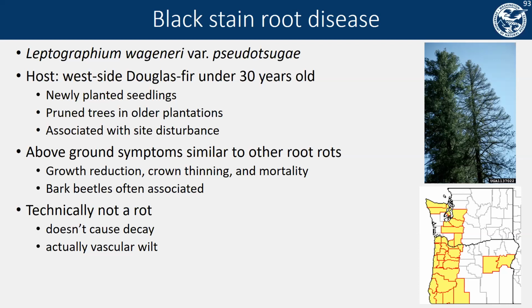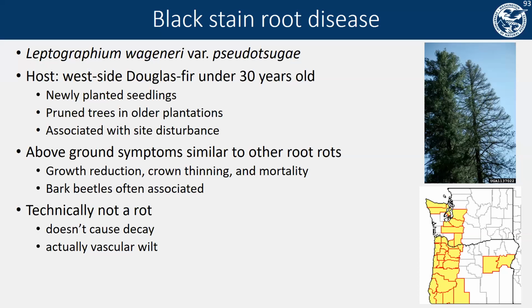As its name indicates, this mainly impacts west side Douglas fir trees that tend to be on the younger side. Often this means newly planted seedlings of Douglas fir, or Douglas fir that may be a little bit older but have been pruned, which sometimes occurs if people want to decrease the number of knots in the lower portion of their tree stems. This pathogen is also associated with site disturbance, and we'll talk about why that is with this disease cycle.